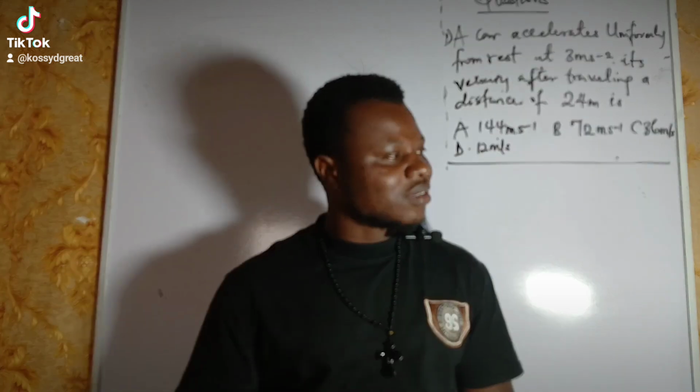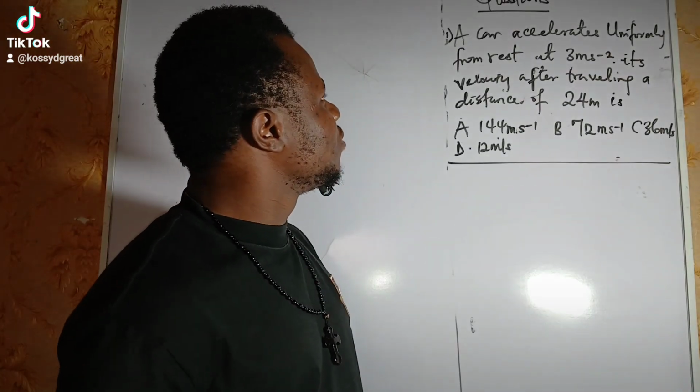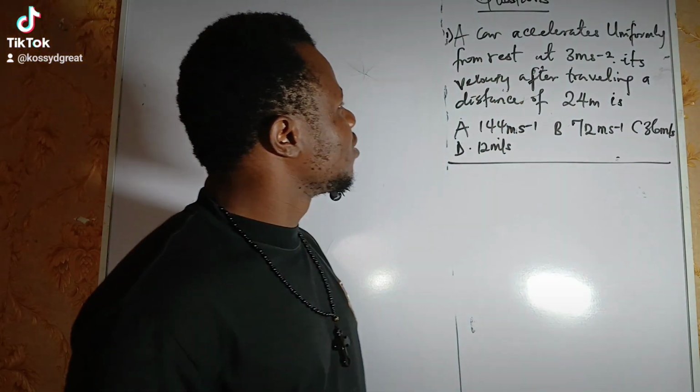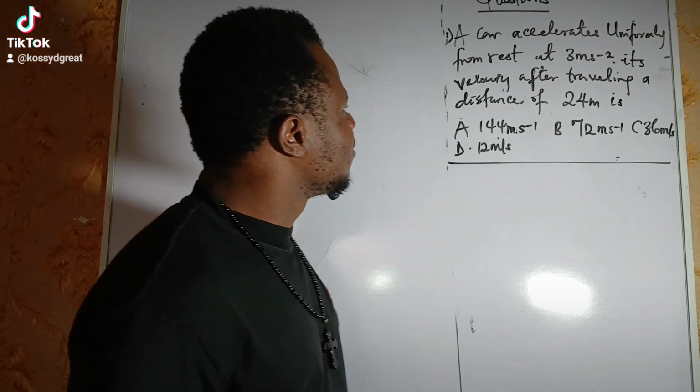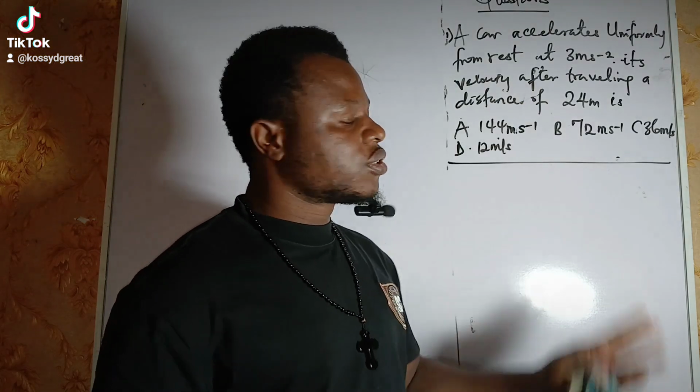Today, I want to answer this question on the board. A car accelerates uniformly from rest at 3 meters per second squared. Its velocity after traveling a distance of 24 meters is. Now, we have the options given to us.